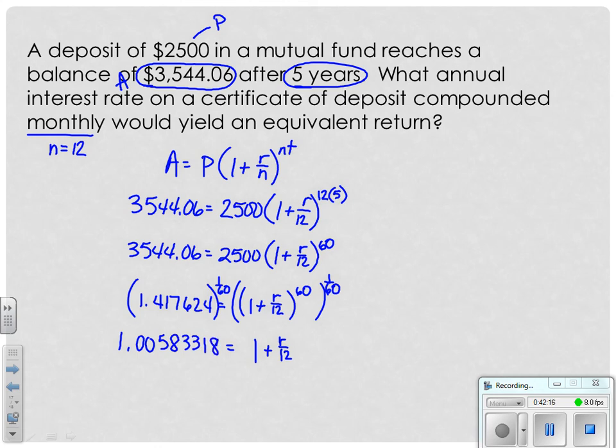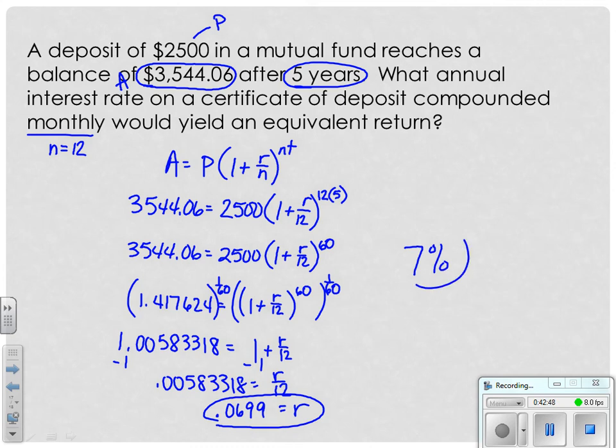Now I can subtract 1 from both sides. We're almost there. And now you can multiply both sides by 12. When I do that, I have approximately this number for my rate. Now remember, when you're solving and you come up with R in your equation, R is in decimal form. All right, so in percent form, we're roughly looking at 7%.